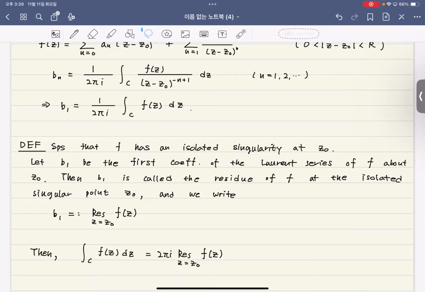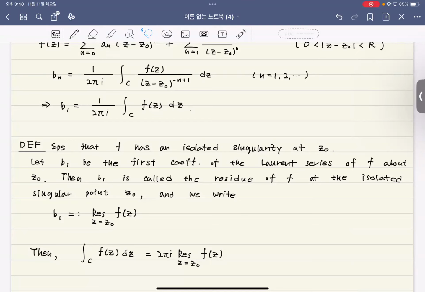And also this last statement of the theorem makes sense when your f doesn't have any singularity at all. Why? Because suppose this is my curve, and suppose that f is analytic everywhere in this simply connected domain enclosed by this curve C. In this case, what is the Laurent expansion of your function at this point?